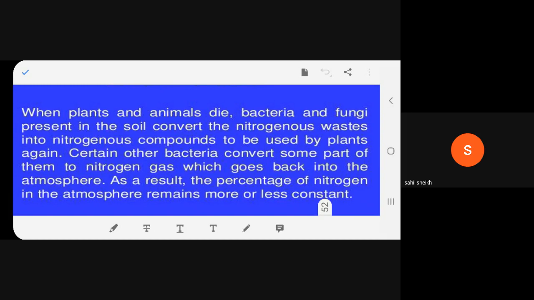And the plants die. Some other bacteria work on it, decompose it, change the nitrogen waste into gas and release it into the atmosphere. Got it?